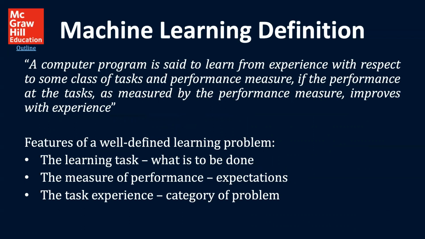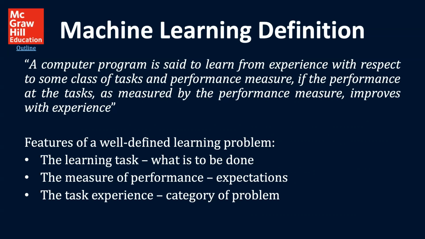So how would we define machine learning? A computer program is said to learn from experience with respect to some class of tasks and performance measures if the performance at the task, as measured by the performance measure, improves with experience. The operative word is improving with experience.